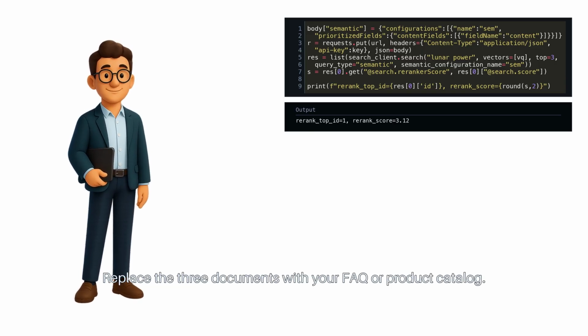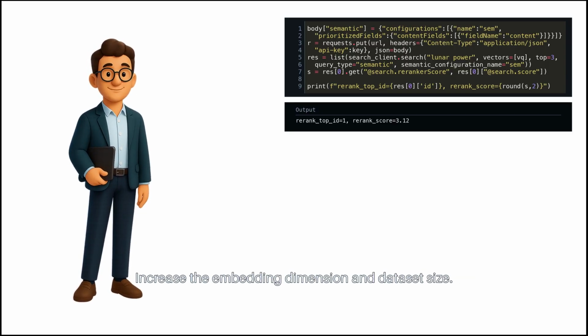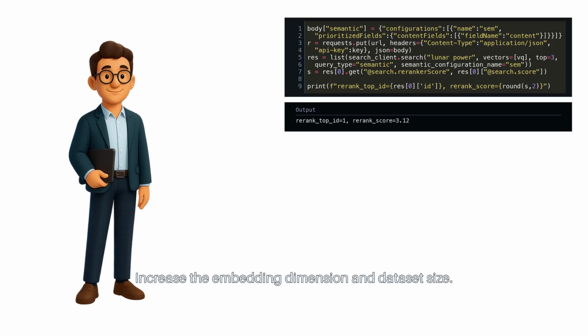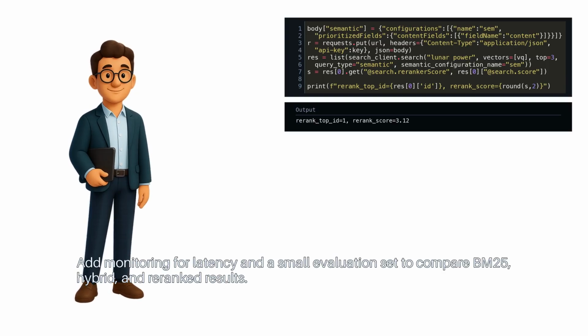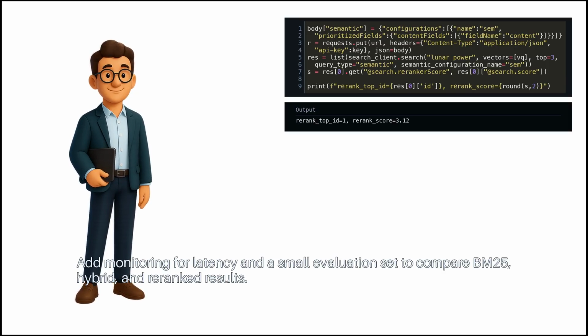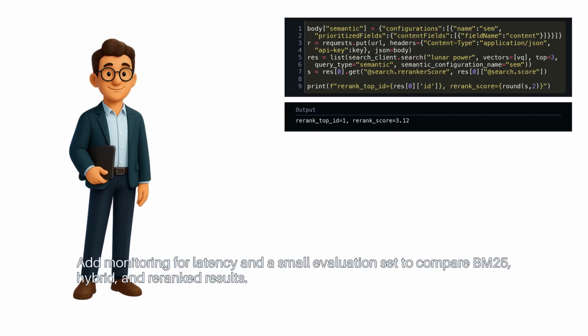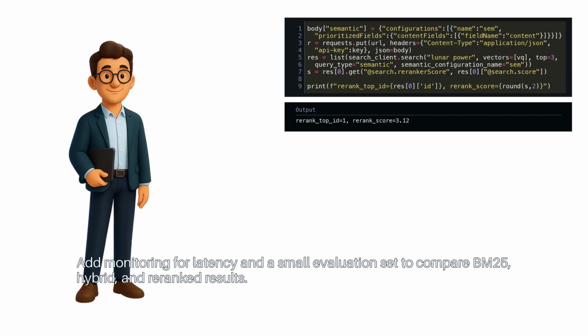Replace the 3 documents with your FAQ or product catalog. Increase the embedding dimension and dataset size. Add monitoring for latency and a small evaluation set to compare BM25, hybrid, and re-ranked results.